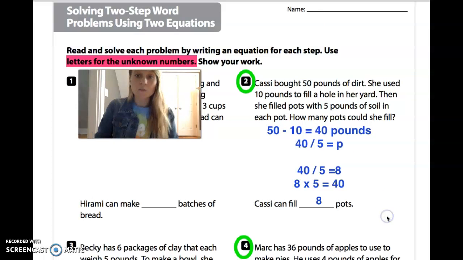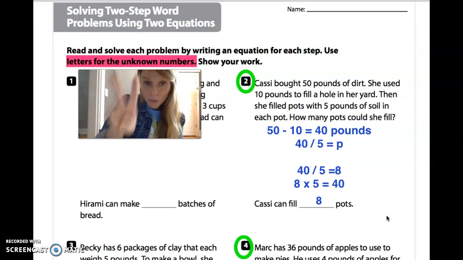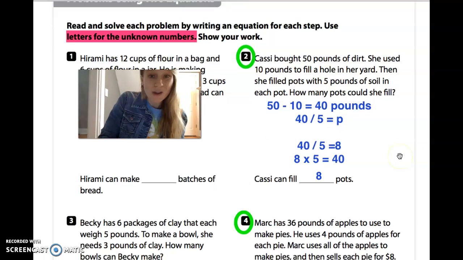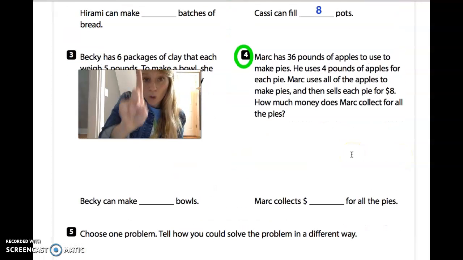Okay? So this is what you want to make sure you have here. You're going to have a letter with an unknown. This one's going to have 2 equations. Do you see the first one? I did a minus, and then I did a division. 2 equations. All you have to do for this page is number 2, and you have number 4 by yourself. You have 1 to do by yourself about a boy named Mark.